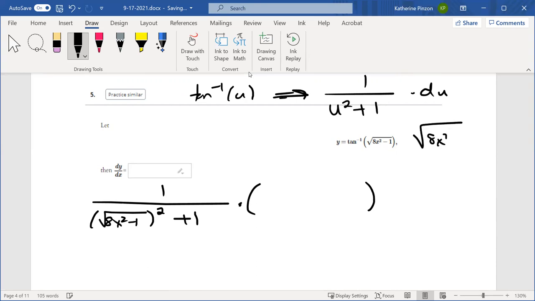Square root of 8x squared minus 1 is really the same as 8x squared minus 1 to the 1/2. So to take the derivative of the inside, I need to use the chain rule. 1/2 times 8x squared minus 1 to the negative 1/2 times 16x. Perfect. I would type it in just like that if it were me.